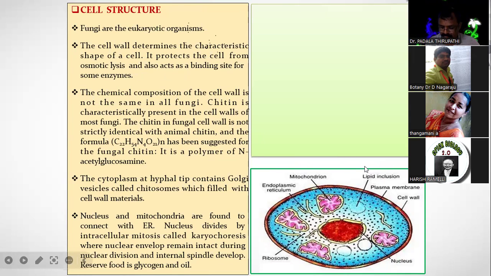You know, we already studied the structure of the fungal cell. The cell wall is made up of chitin, what we call fungal cellulose. The formula of it is, what is it? C22H54N4ON.